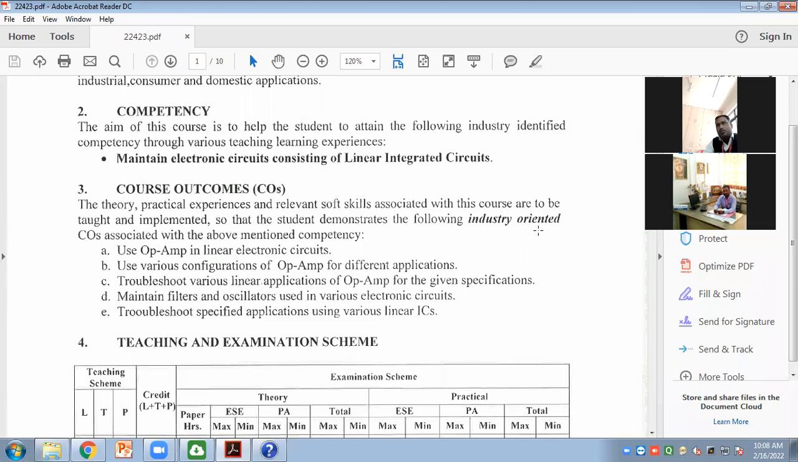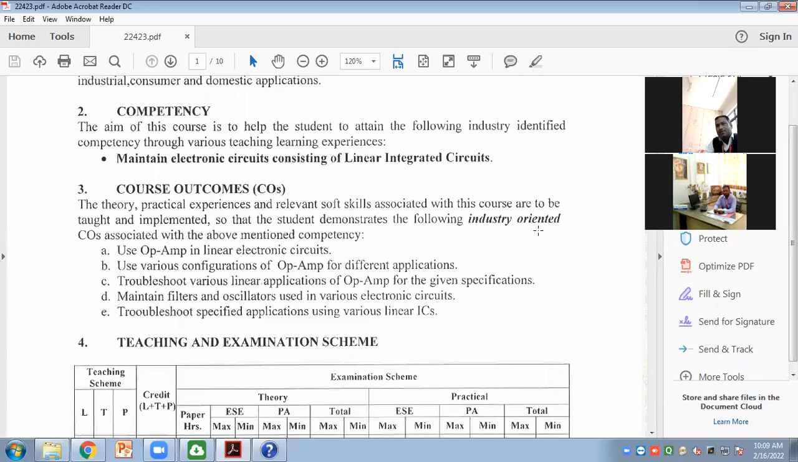The first chapter is the introduction of op-amp, and the first CO covered under it is the use of op-amp in linear integrated circuits. In the last lecture we also covered what we mean by op-amp. Op-amp is the operational amplifier. The IC741 which is used to operate is called op-amp. In short we say op-amp, but the pronunciation is operational amplifier.